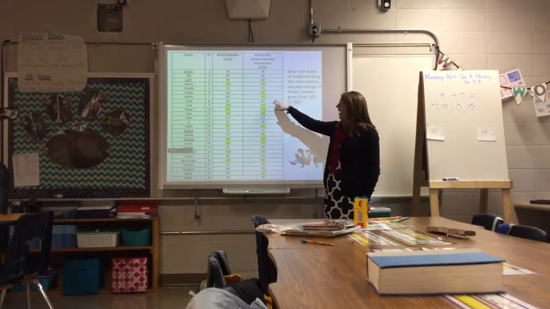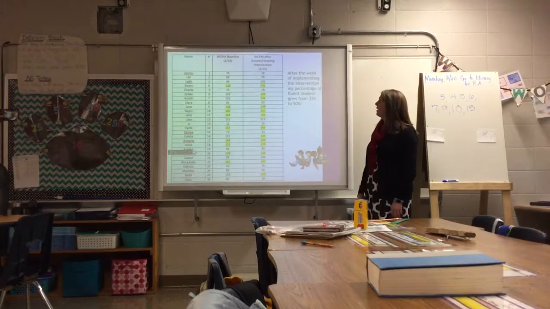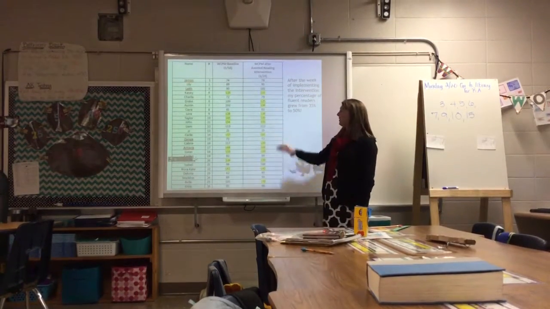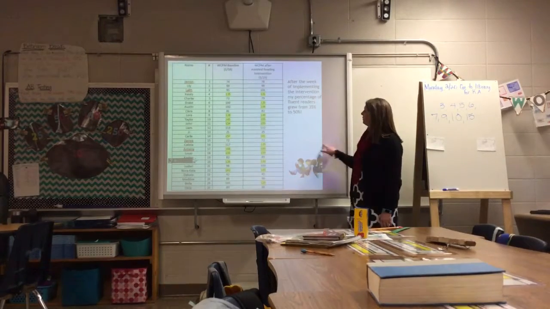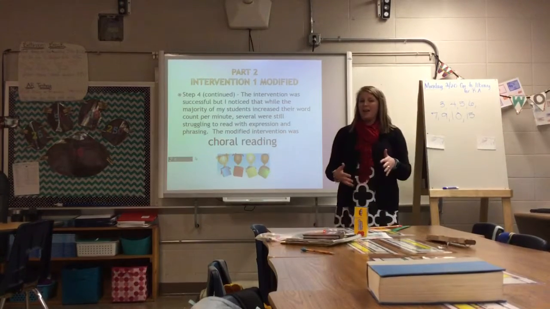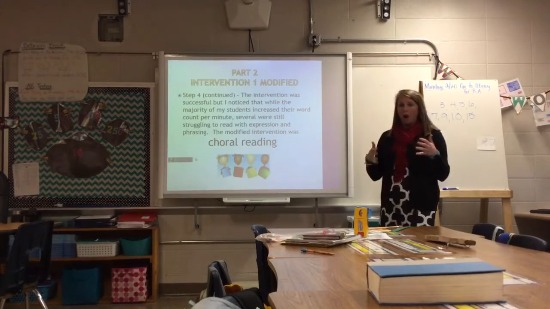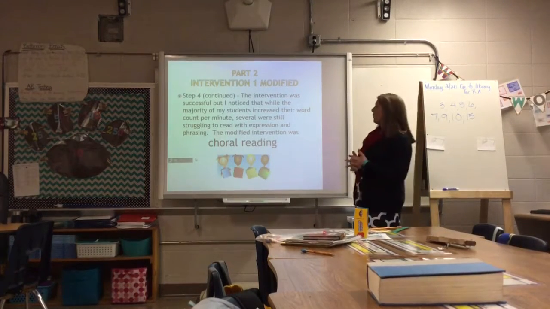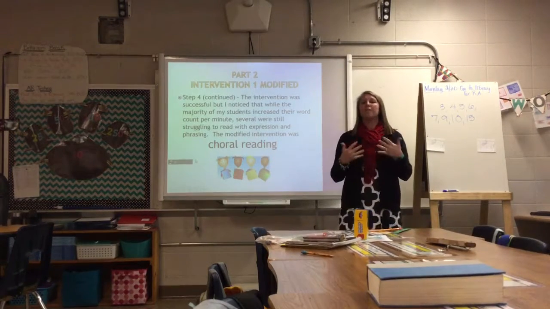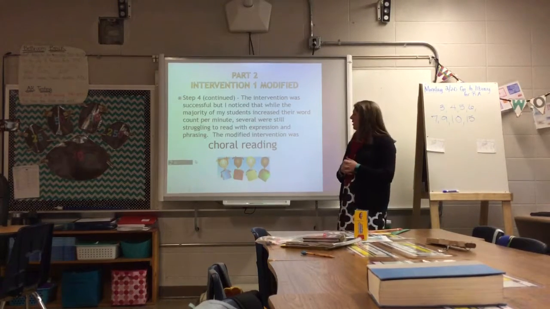And you can see that I have more students highlighted after the assisted reading intervention. It grew from 35% of my fluent readers to 50% of my fluent readers. So I decided I need to modify that intervention a little bit. It was successful, and while I noticed that a lot of my students did increase their word count per minute, several were still struggling to read with expression or phrasing, stopping at punctuation points, and knowing what those punctuation points mean.